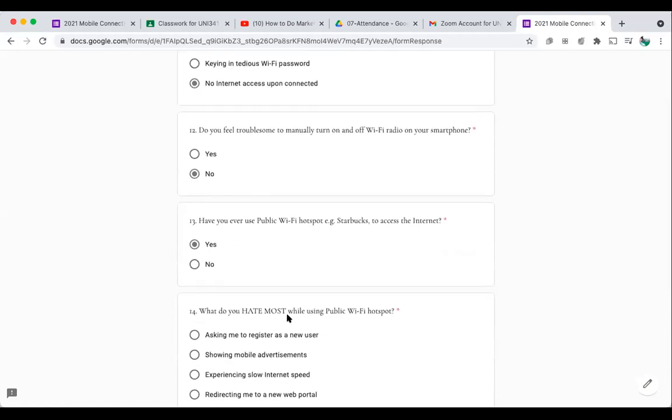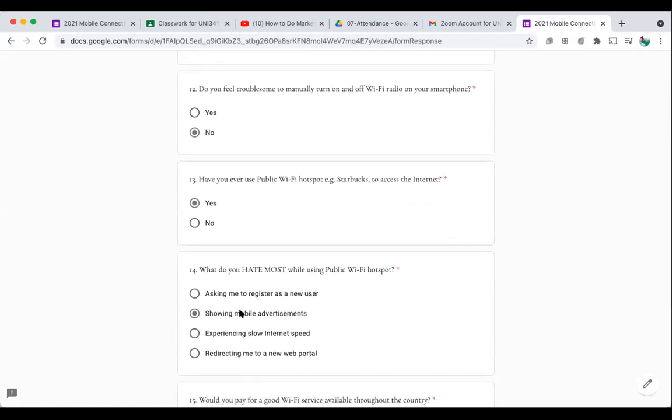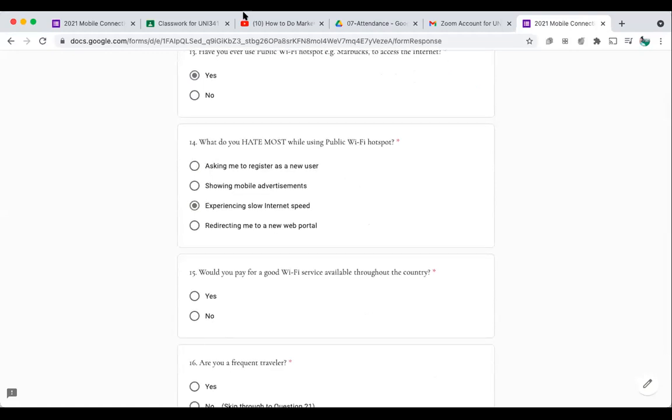What do you hate most while using public Wi-Fi? Showing me mobile advertisements. Or maybe I think a more severe case is I was experiencing very slow internet speed, right? Very bad internet speed at Starbucks or even at MACD, right? Sorry, I have to mute.